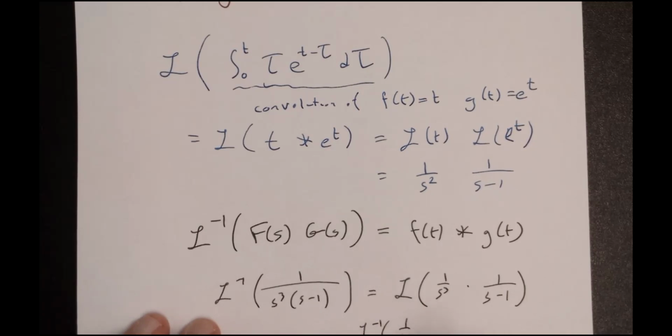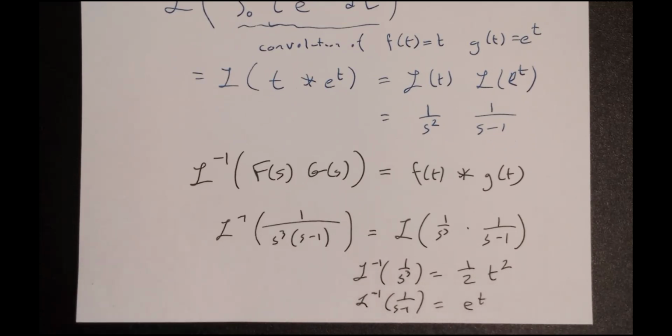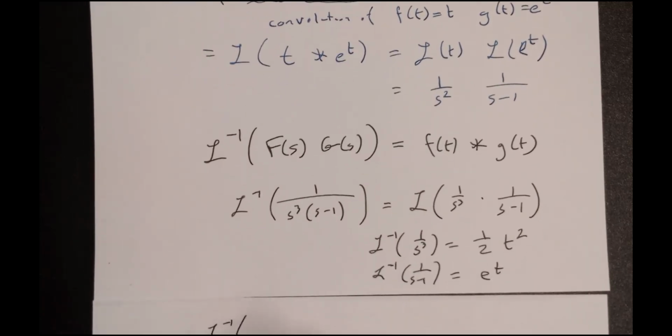L inverse of 1 over s cubed is 1/2 t squared. L inverse of 1 over s minus 1 is e to the t. I'm done. I don't have to do partial fractions at all. I know the correct answer for this inverse transform is 1/2 t squared star e to the t.